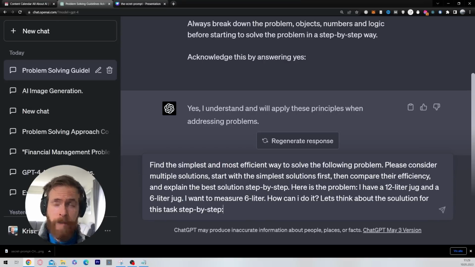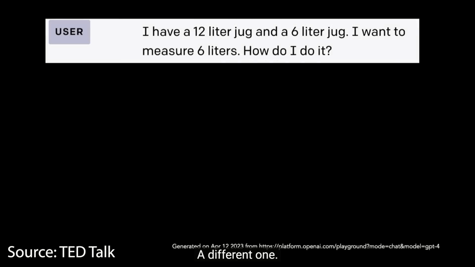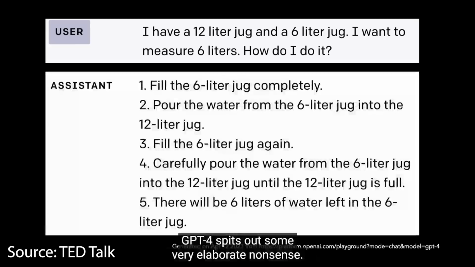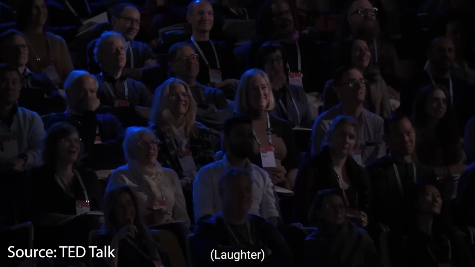Before we break the prompt down on the slides, let's take a look at the problem we have in this example. So this is something I saw on a TED Talk where an AI researcher gave this problem to GPT-4. So let's just take a look at it. A different one. I have a 12-liter jug and a 6-liter jug, and I want to measure 6 liters. How do I do it? Just use the 6-liter jug, right? GPT-4 spits out some very elaborate nonsense.